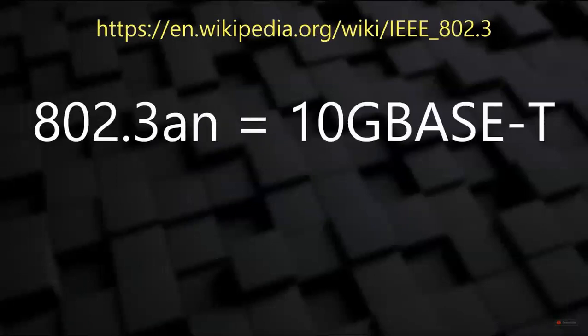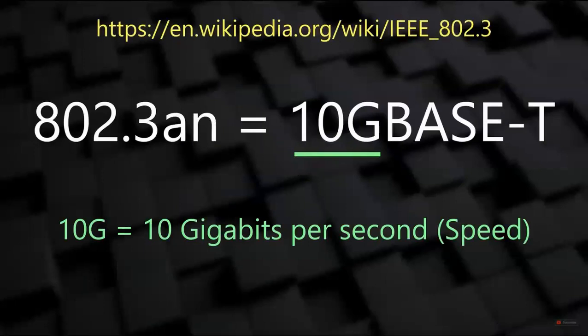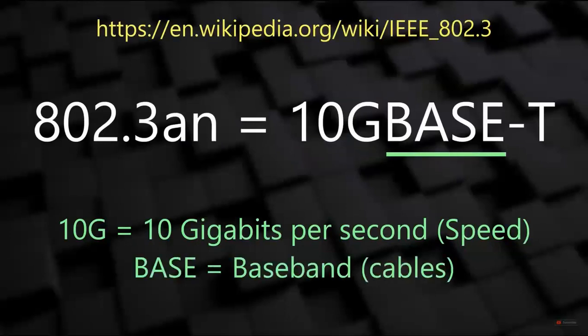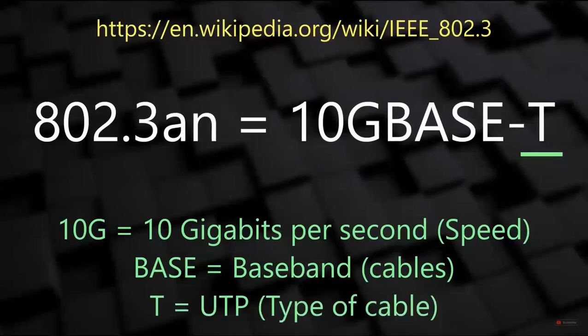For example, 802.3an is also known as 10GBASE-T. This gives us a bit of a hint about what the standard is. The 10G refers to the speed of the connection. In this case, it is 10 gigabits per second. Base is short for baseband. This means that it uses a digital signal. The alternative is broadband, which uses an analog signal. The T means that this is a UTP cable. I'll explain what a UTP cable is soon. You might see other cables here, like LX, which refers to a type of fibre optic cable.